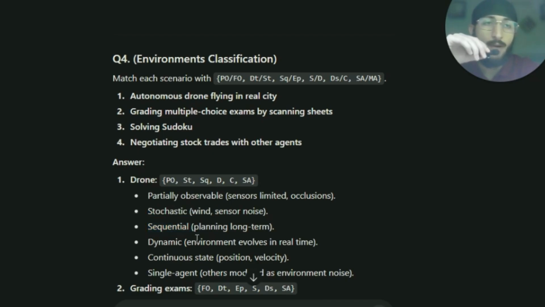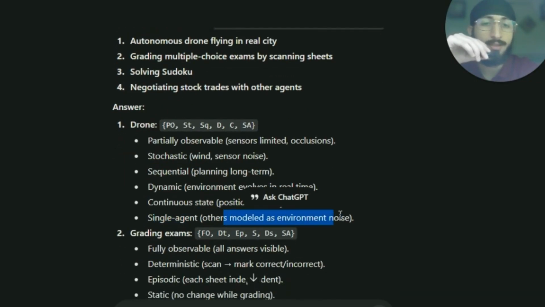Then dynamic because the environment evolves in real time. There could be a bird flying, there could be wind also, and since we are flying over a real city, there's a metro moving here, right? Then there are cars all around, and there's traffic. Then there are trees, right? The leaves are moving because of the wind, so it's a completely dynamic situation. Then continuous state: the position and the velocity are continuous, right? It won't have discrete velocity or discrete position because it is moving continuously. Then it is a single agent, others modeled as environment.